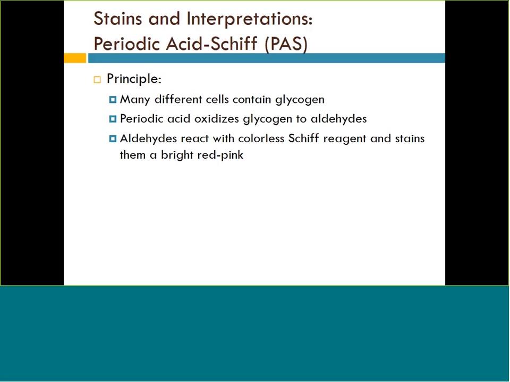So this one will target glycogen. So there will be glycogen inside certain cells, and those cells that have that, it will target. So you do need to remember that periodic acid Schiff will target that glycogen. And the rest just talks about how it forms a colored product to show that positive reaction.